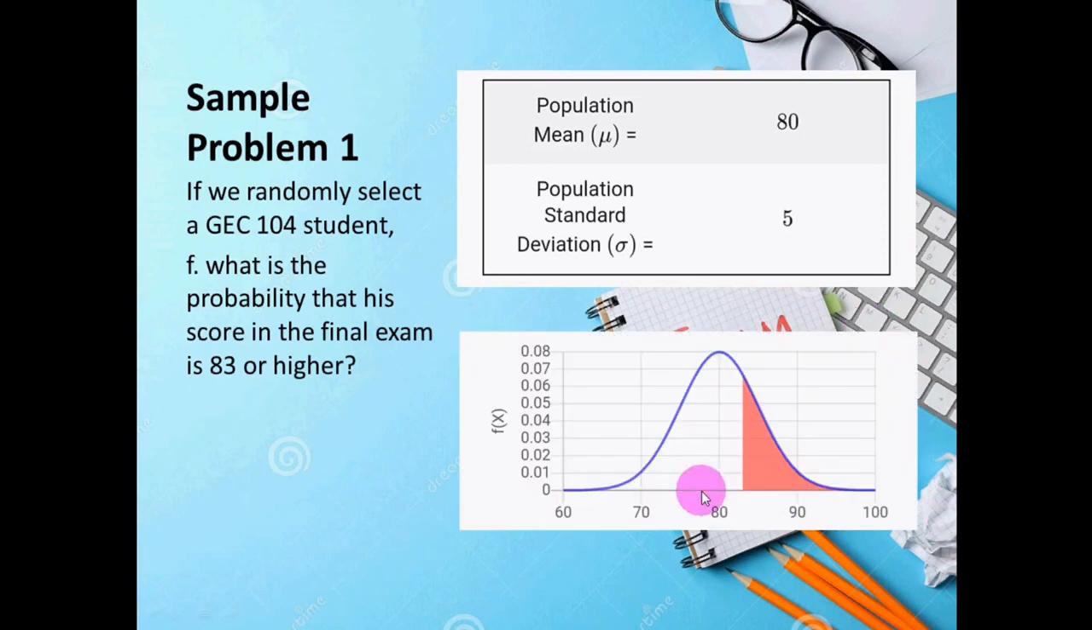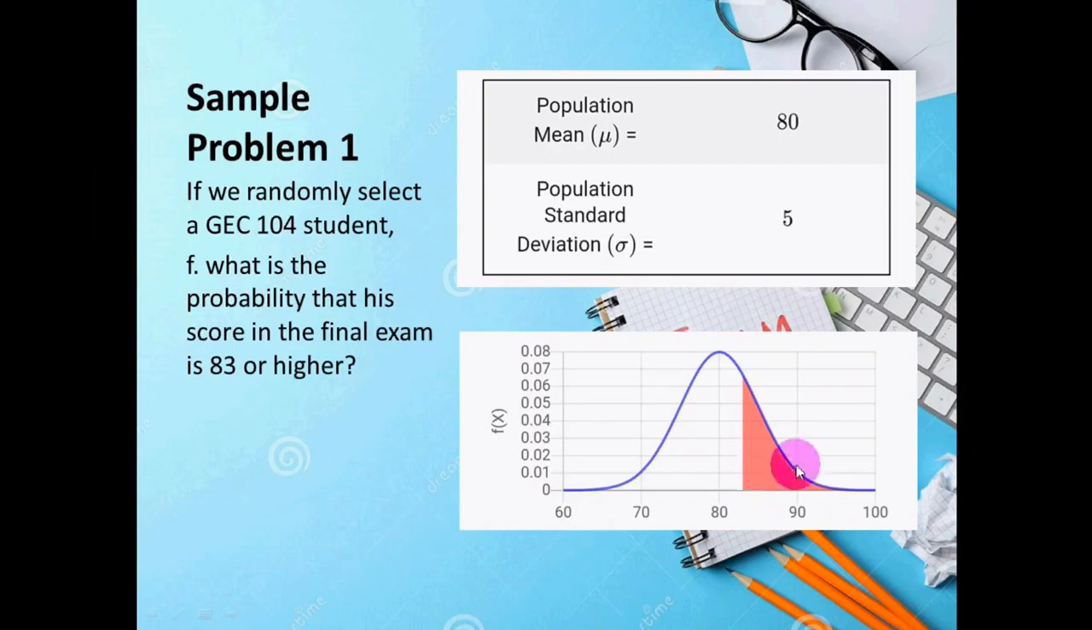We are now looking for the area to the right of 83. So note that if we are going to use the formula that we have used earlier, the resulting value will be the area to the left of 83. But we are looking for the area to the right of 83. And that is very simple. We can compute that very easily because we know that this curve here, the total area under this curve is equal to 1. So if we can compute this value here to the left of 83, just subtract it from 1 and then the difference will be the area to the right of 83.